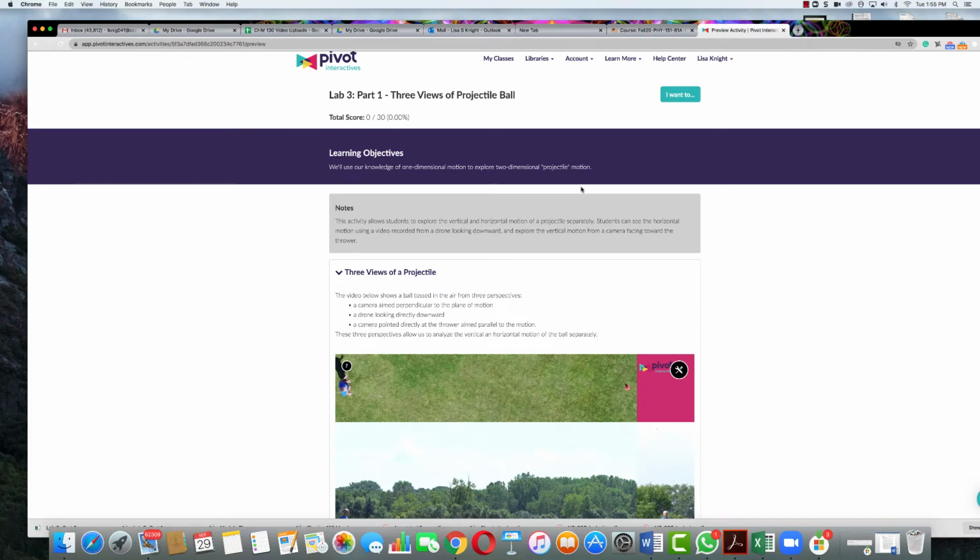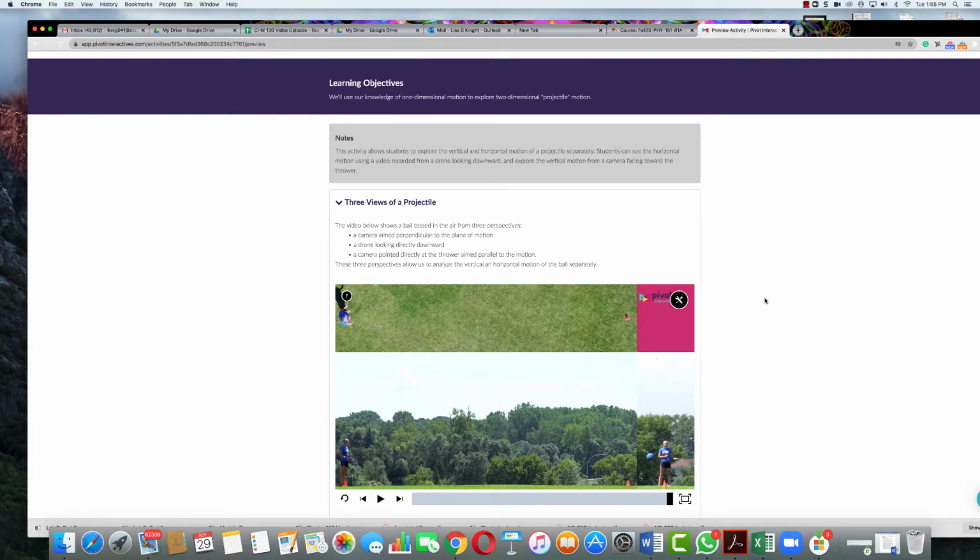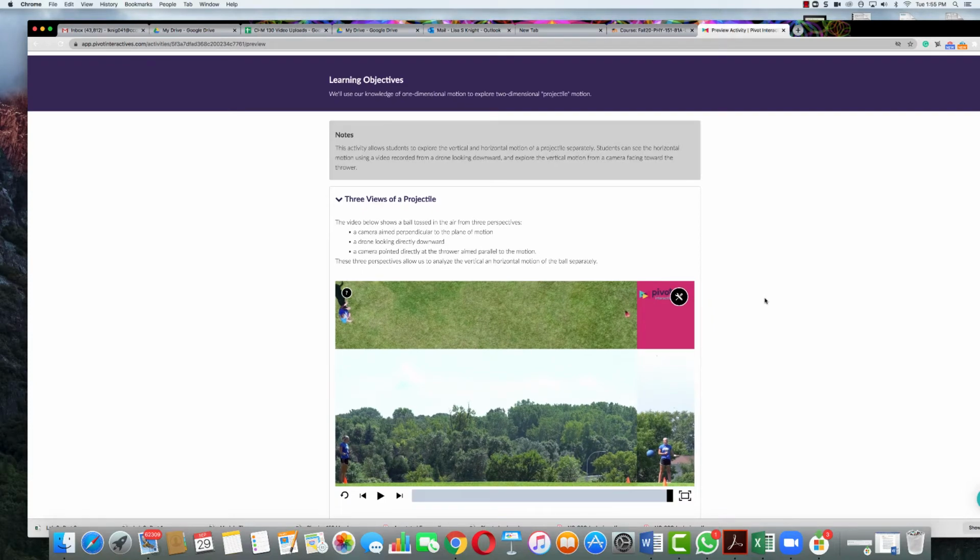I'm going to give you a little introduction to Lab 3 Part 1, 3 views of a projectile ball. So remember that a projectile is anything that's been thrown into the air, and the only force acting on it is the force of gravity. In other words, there may be other forces, but they're negligible.